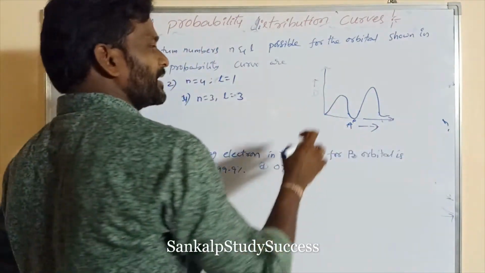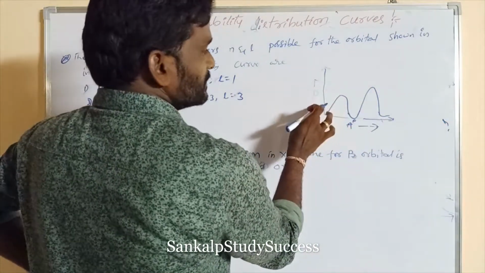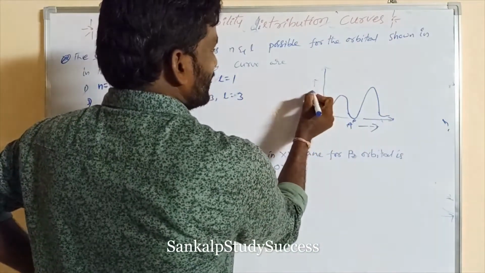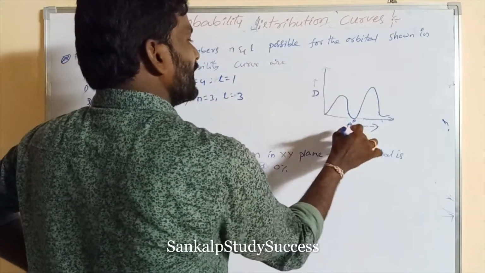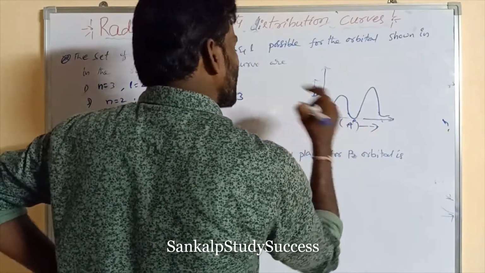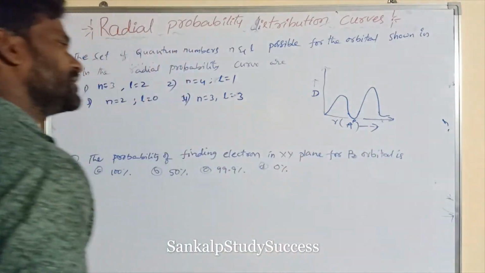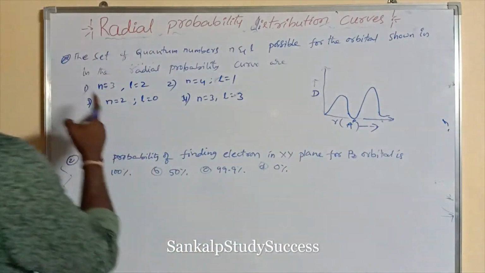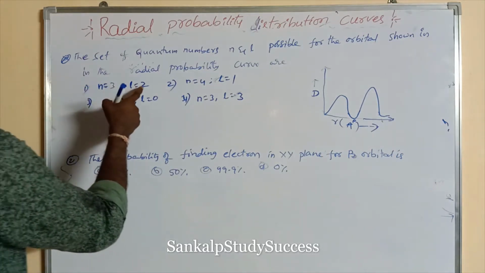Here the plot in this curve is obtained by plotting the radial probability D against the radial distance R, whose unit is angstrom. So here sets of quantum numbers are given. For the first one, n is equal to 3 and L is equal to 2.